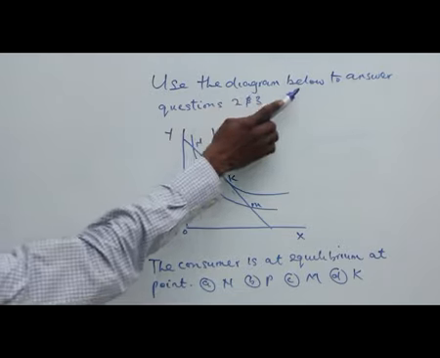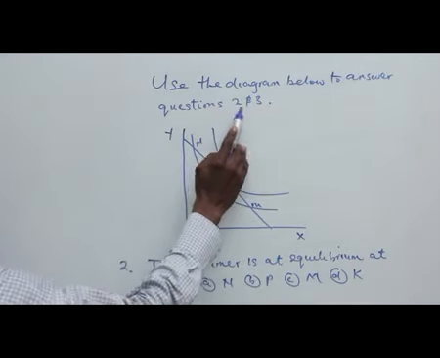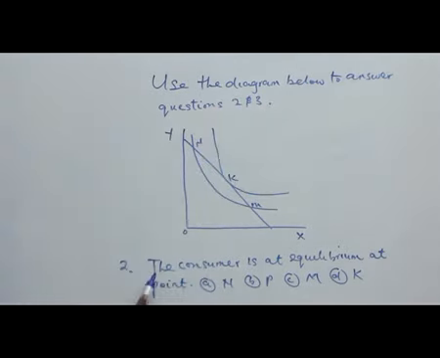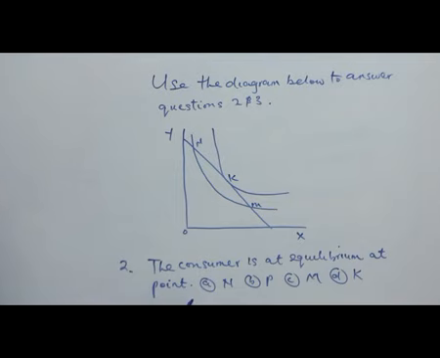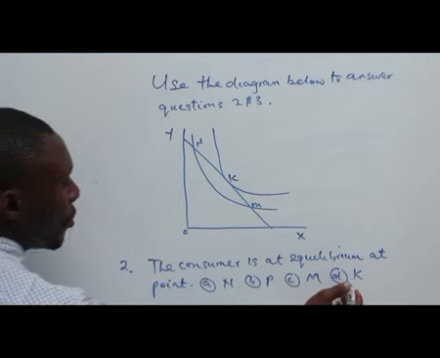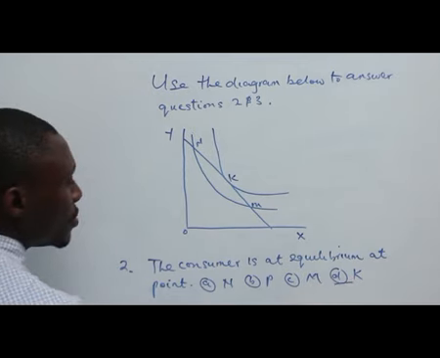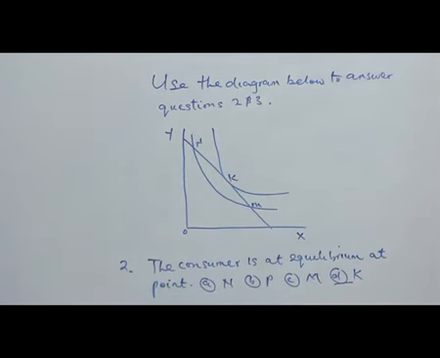Use the diagram below to answer questions 2 and 3. Question 2. The consumer is at equilibrium at point A, N, B, P, C, M, D, K. The right answer is point K, which is letter D.